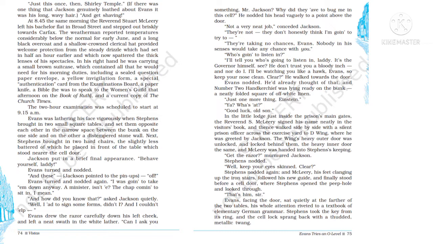In his right hand, he was carrying a small brown suitcase which contained all that he would need for his morning duties, including a sealed question paper envelope, a yellow invigilation form, a special authentication card from the examinations board, a paper knife, a Bible, and a current copy of the Church Times. So he carried this and was on his way to the prison, as the exam was going to start at 9:50.